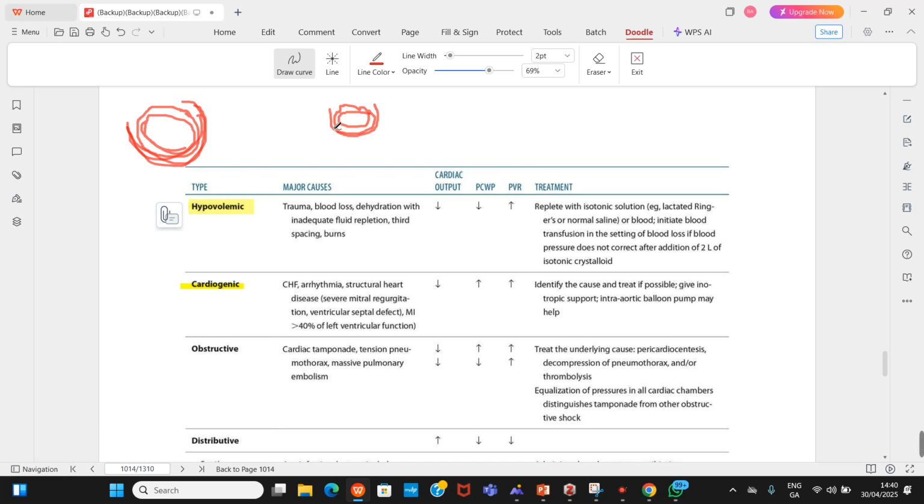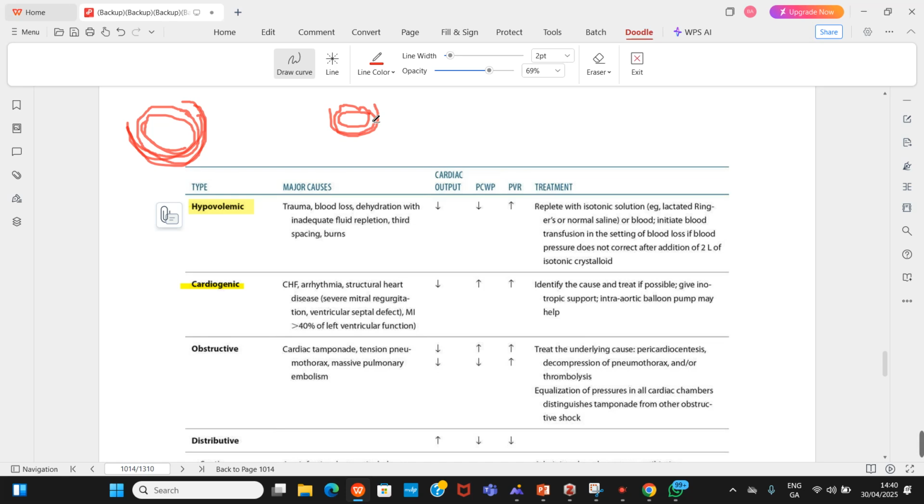So number one, because fluid is accumulating in this space, compressing on the heart, the heart is going to find it very difficult to relax. That's number one. So there's going to be an increase in diastolic pressure. They'll find it very difficult to relax because they are being compressed. They cannot relax anymore. So they're going to have a serious problem with diastole.